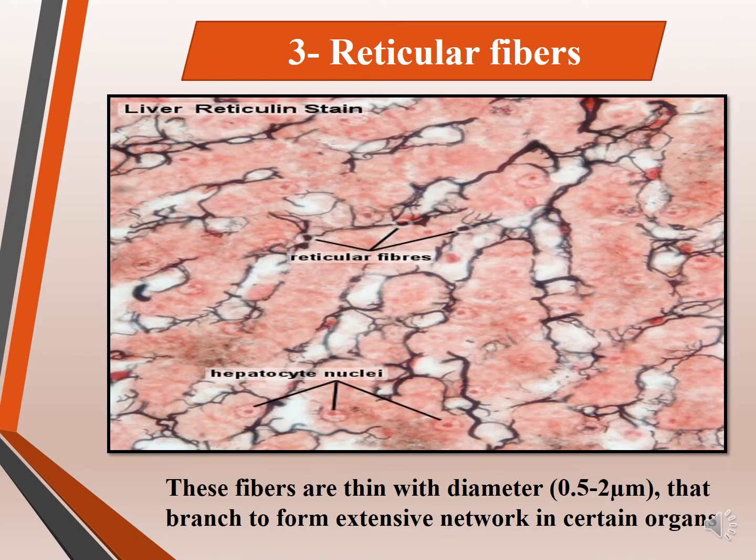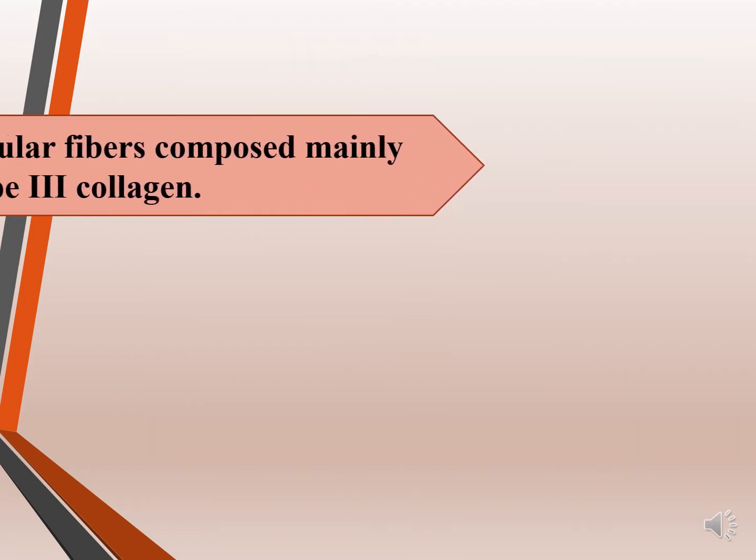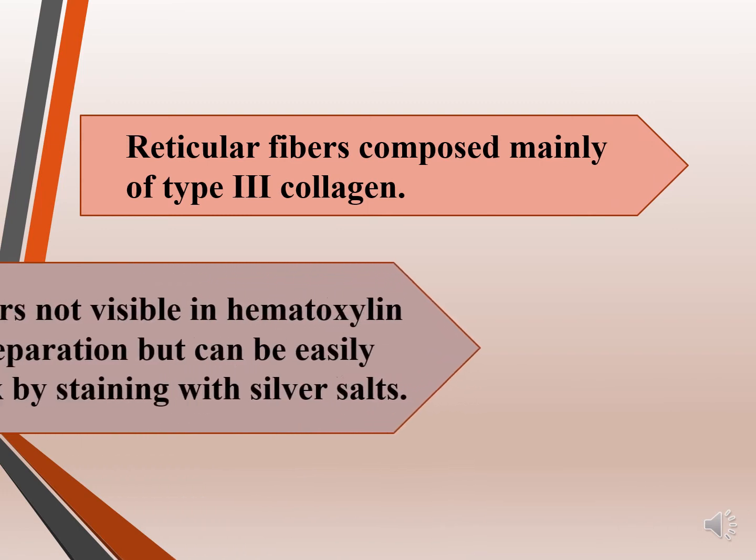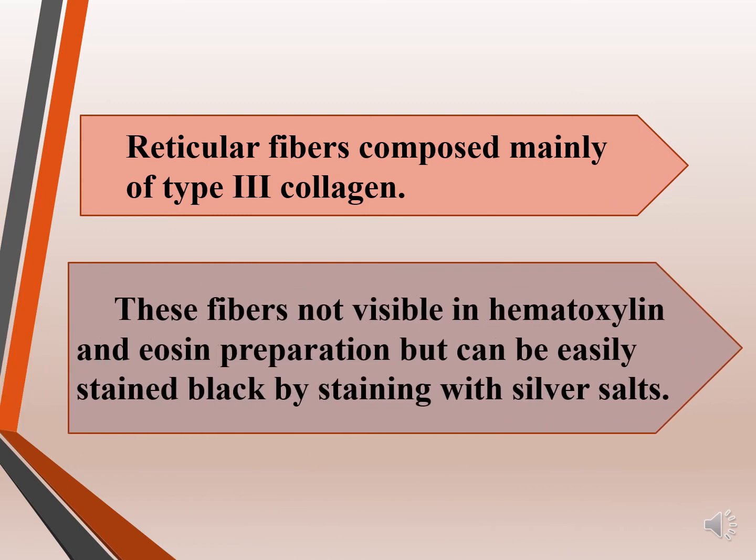Reticular fibers are thin, with a diameter of 0.5 to 2 micrometers, and are branched to form an extensive network in certain organs. Reticular fibers are composed mainly of collagen type 3. These fibers are not visible in hematoxylin and eosin preparation, but can be easily stained black by staining with silver salts.